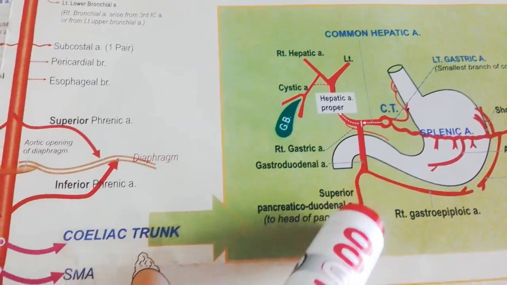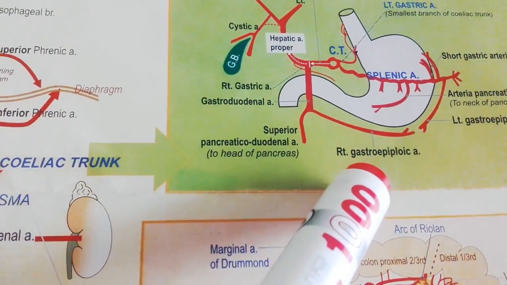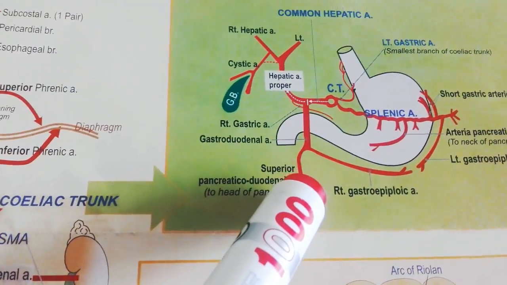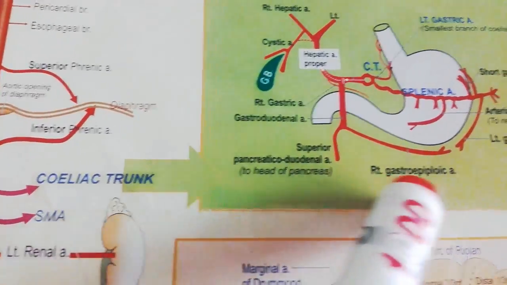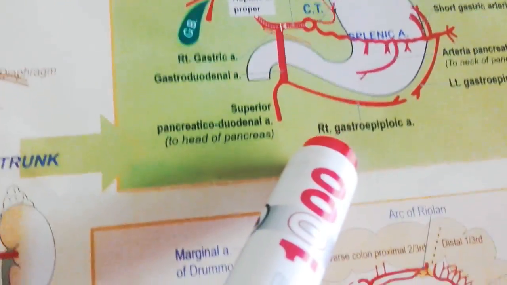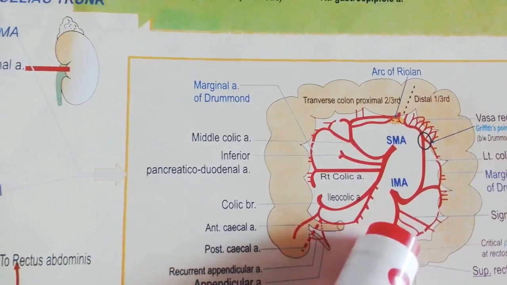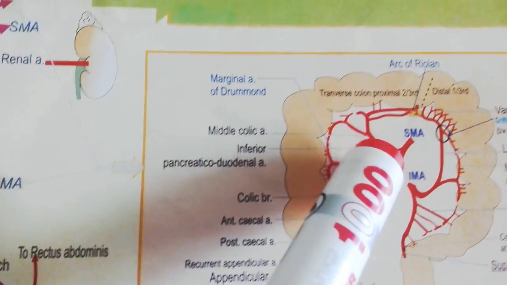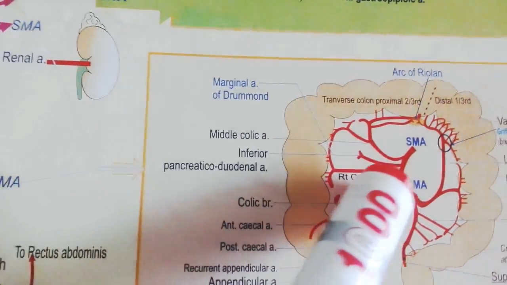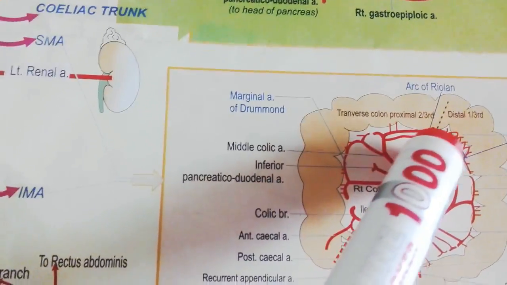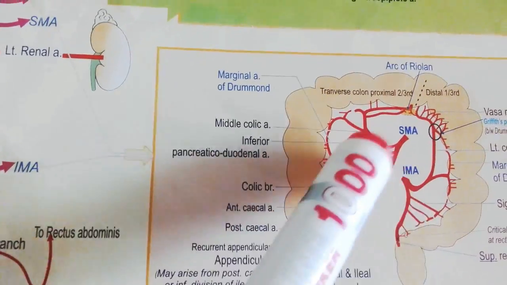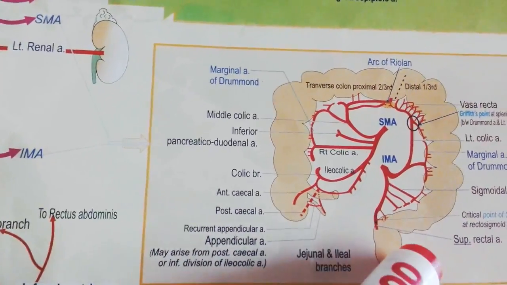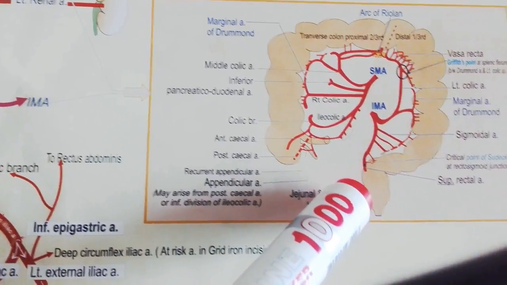The gastroduodenal artery has branches like the right gastroepiploic artery and right pancreaticoduodenal artery. It supplies the duodenum and part of the stomach. And here are the superior mesenteric artery and inferior mesenteric artery. The superior mesenteric artery mainly supplies the midgut, that is from the second part of the duodenum to the proximal two thirds of the transverse colon. The inferior mesenteric artery supplies the distal third of the transverse colon, descending colon and sigmoid colon, and it continues as the superior rectal artery.